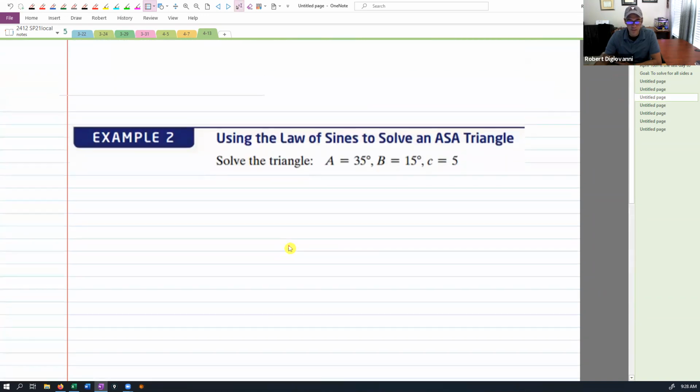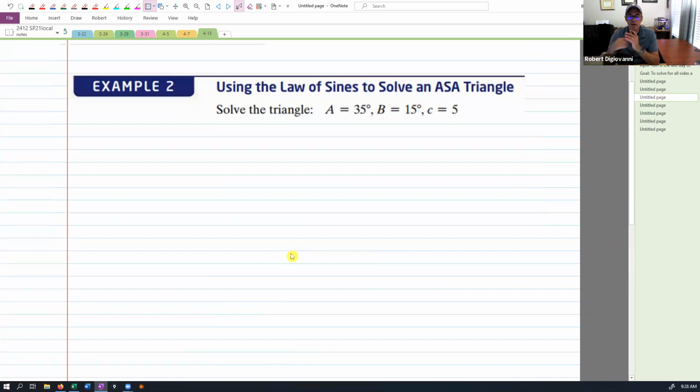For this one, I'm not going to draw a triangle. I'm not going to bring that triangle in here and label it. I want to see how much of this we can do without the triangle. So maybe we start out with what we want first. What is it that we're going to need to find in this problem?